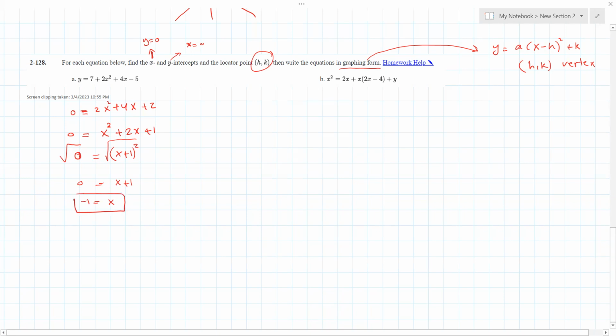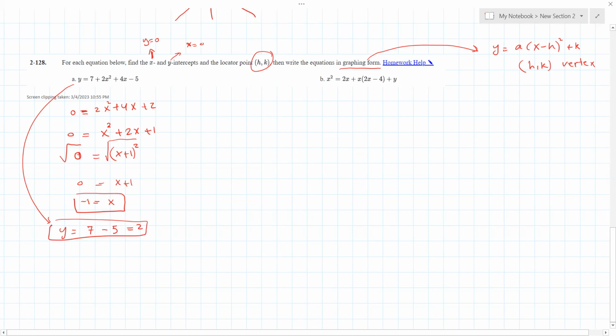For the y-intercept, we replace x with 0 now. In this equation, we replace x with 0. So y is equal to 2 times 0 squared plus 4 times 0. All of these are gone, plus 2. So the y-intercept is 2.